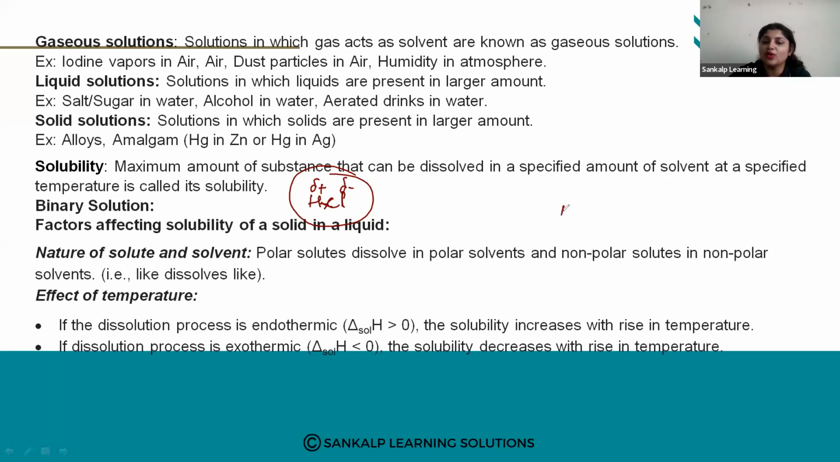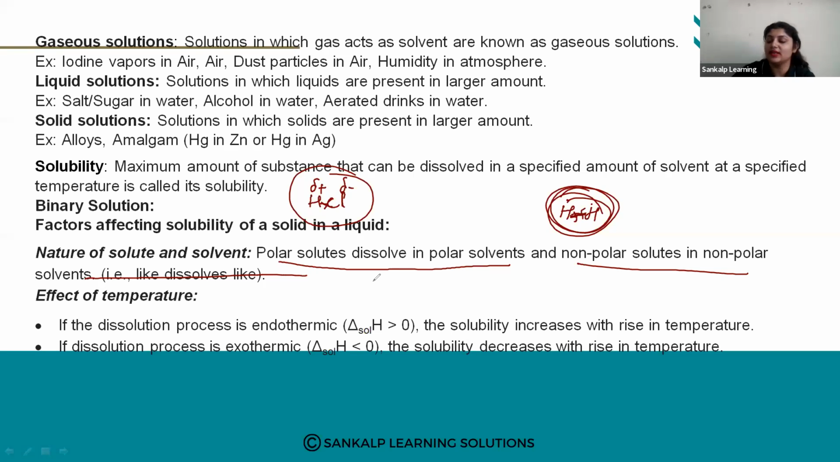Non-polar, for example, H2. It will undergo homolytic cleavage, right? So equal amounts of electrons are distributed among the two. So this is a non-polar bond. There is no electronegative atom. So always, a polar solute dissolves in a polar solvent and a non-polar solute dissolves in a non-polar solvent. That is, like dissolves like. So this is about the nature of solute and solvent.